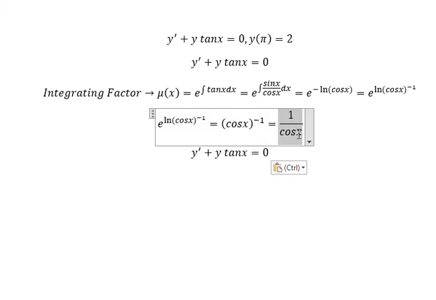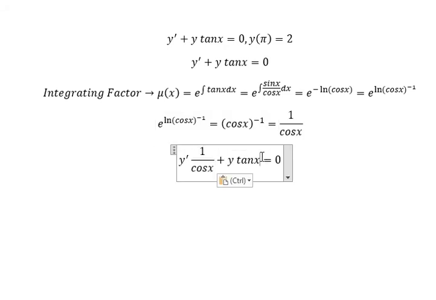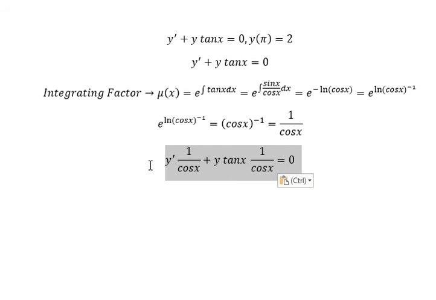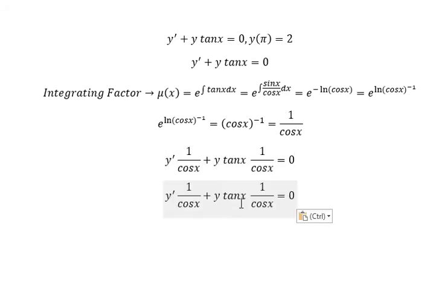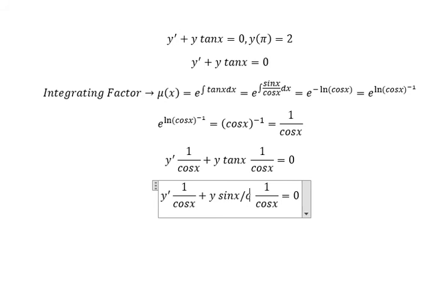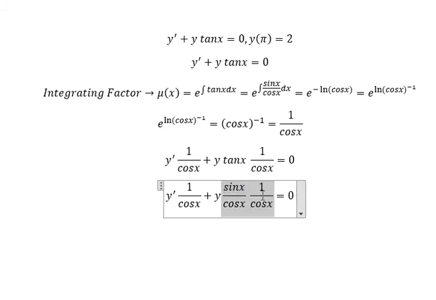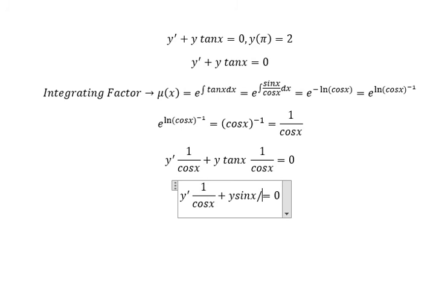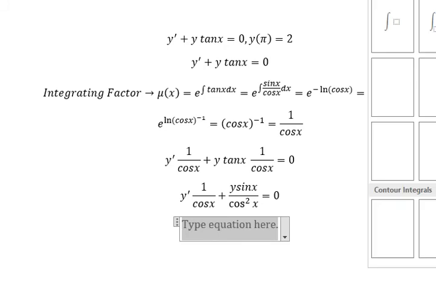That means we multiply both sides by 1 over cosine s. Tan s is sine s over cosine s. So we combine two fractions and we have sine s over cosine s squared. Next, we put the integration on both sides.